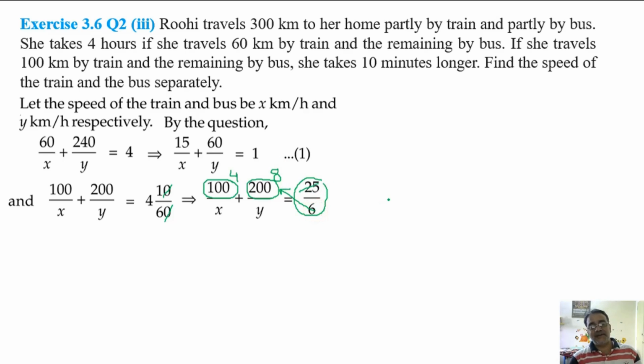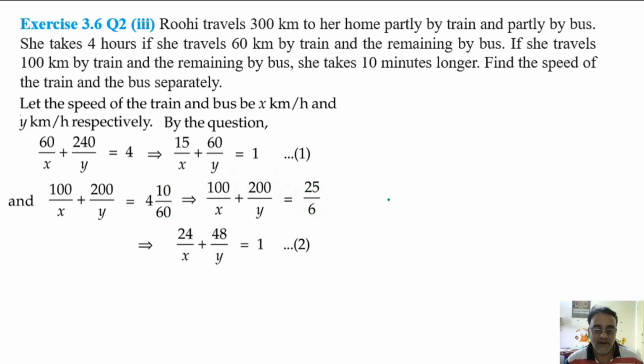What will you get? First one, 24. 24 by x plus 48 by y is equal to 1. Let it be equation number 2. Is this step clear? Yes, sir. Okay.